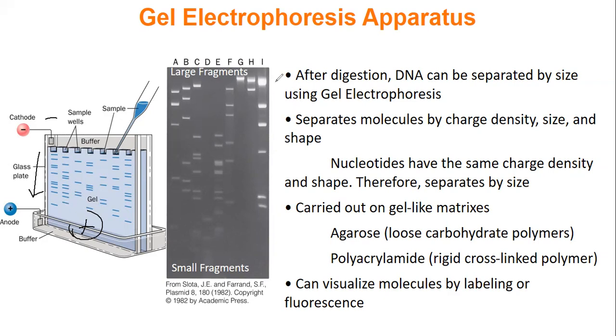So usually you run a ladder that will be a known molecular weight in 1 well. And then when you do cuts, you can see what size fragments you have. So that's a very common biochemistry technique where you make cuts like this. And then you run it on a gel.